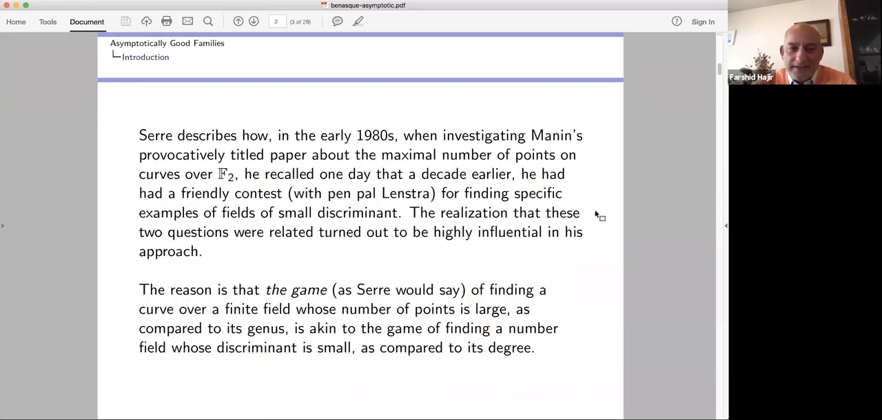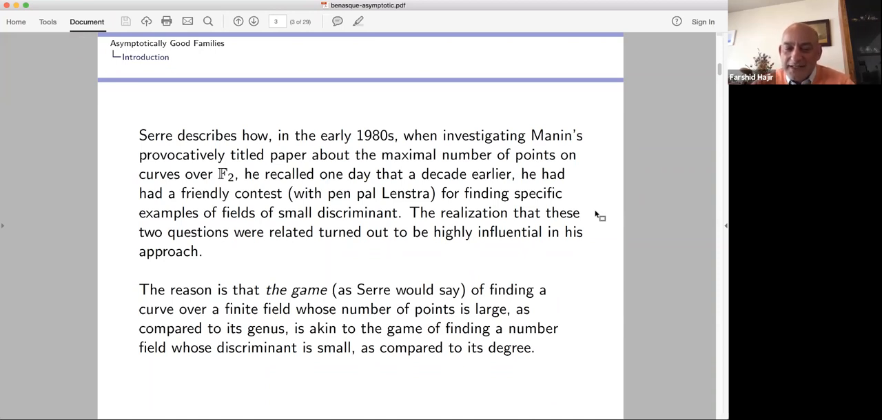Sayer describes how in the 80s he was looking at this paper by Manin from 1981: what is the maximum number of points on a curve over F2, or something like that. As he was playing with this question, he remembered that he used to have a pen pal named Hendrik Lenstra that he wrote letters to, and they would exchange a contest to find examples of number fields of small discriminant and particular degrees. As he was trying to find curves with a specified number of points, he realized that these two games are very similar.